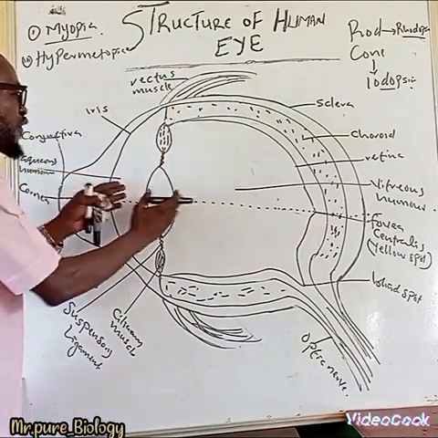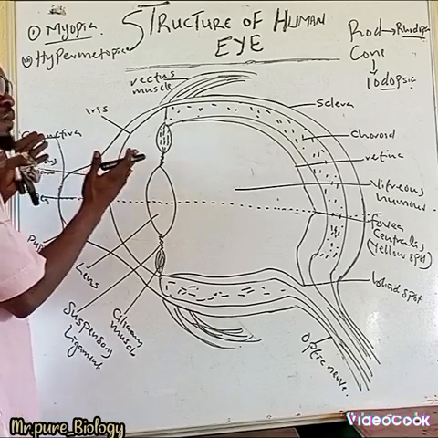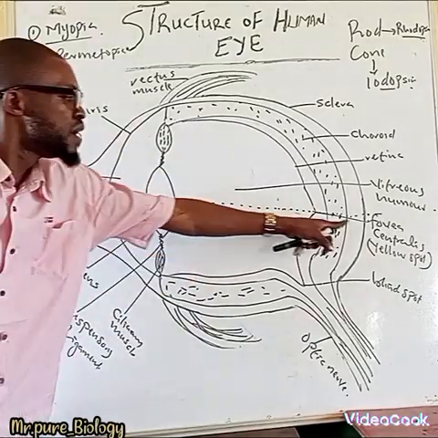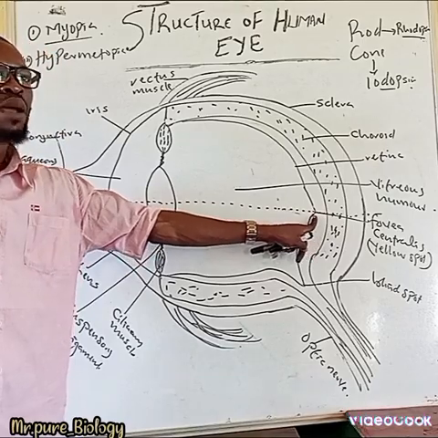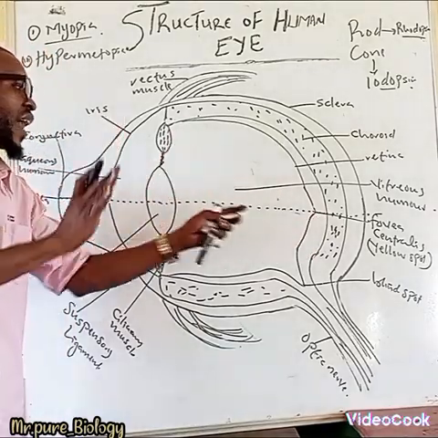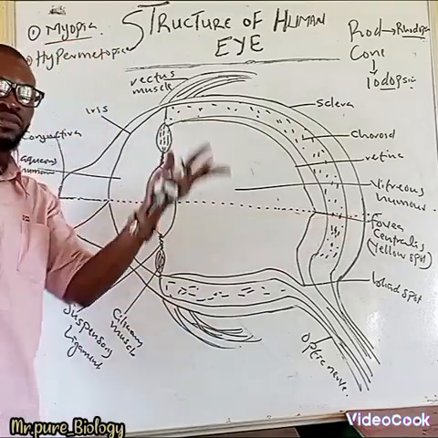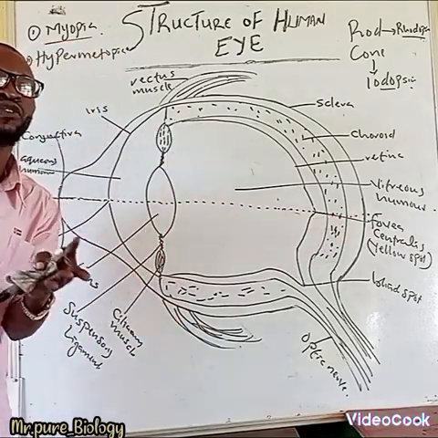So that person has to move back. Either the object is moved back, or the person himself moves, so that the image will be able to reach the retina. Because when they move very close to each other, the image will be beyond the retina, where the image is supposed to be formed.